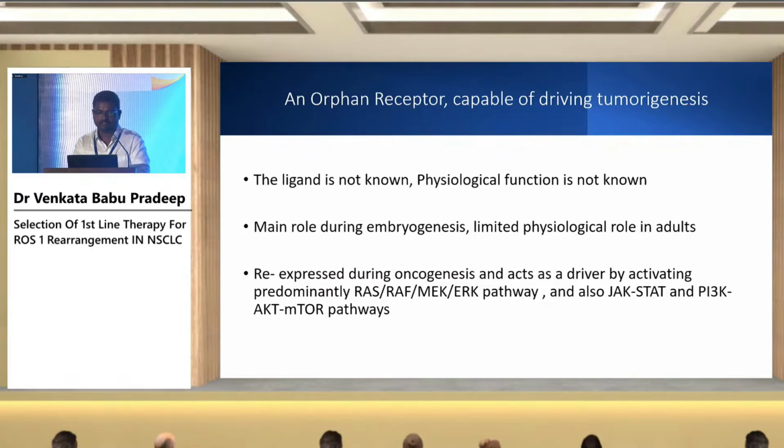Why is it called an orphan receptor? Because the ligand is not known and its physiological function is not known in the adult. The main function of ROS is known during embryogenesis and it becomes silent in the adult. However, it becomes re-expressed during oncogenesis like many other genes. And when it becomes activated, the pathway that gets activated is the RAS, RAF, MEK, ERK pathway.